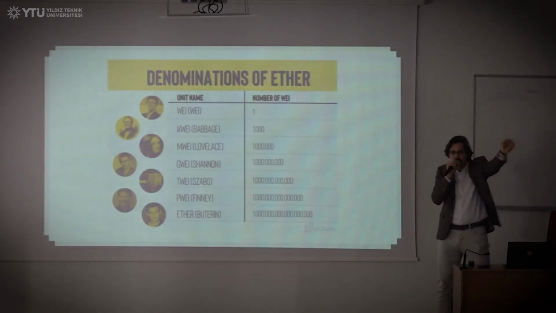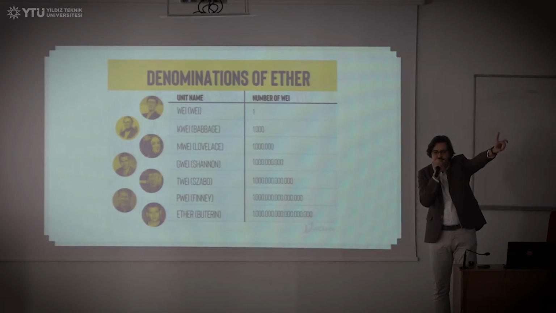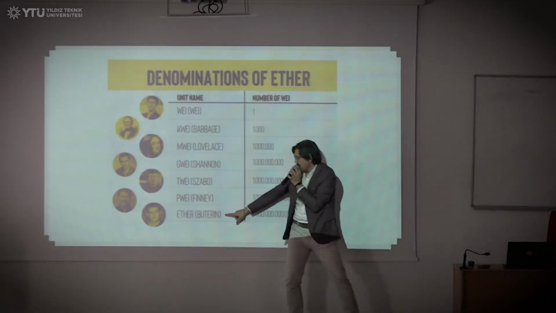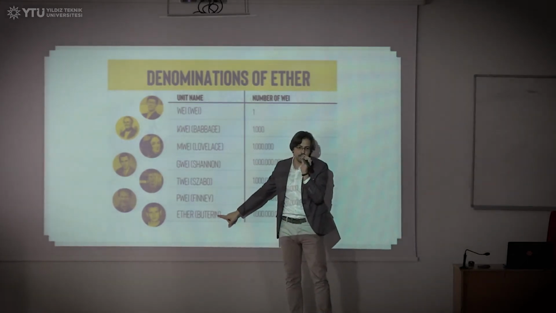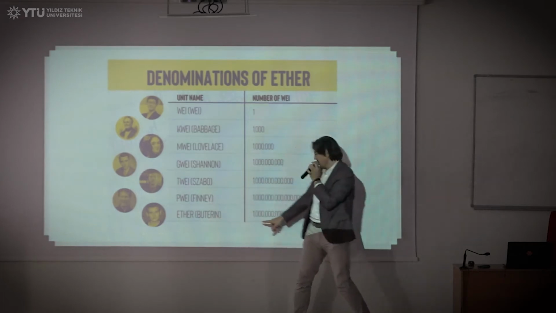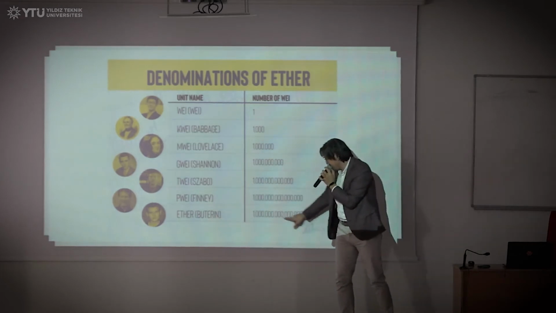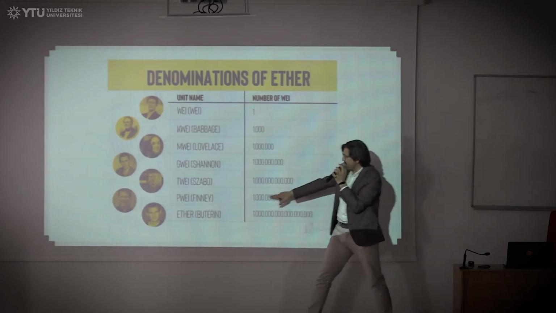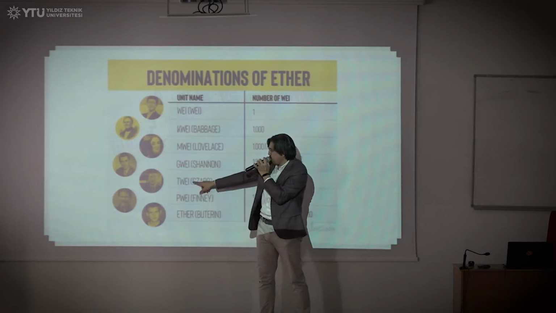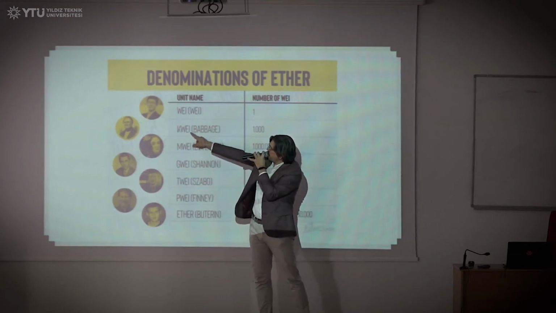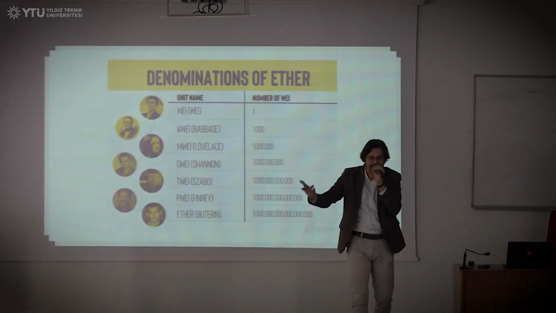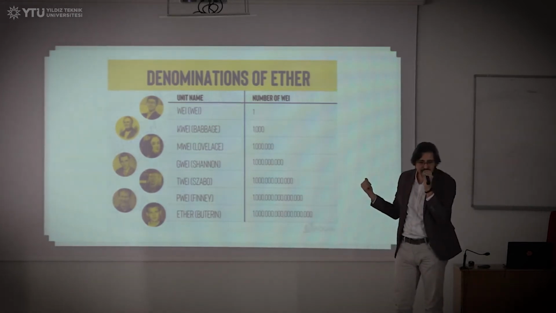Did you know that Ether is not one single unit? There are fractions of Ether. The biggest one is, of course, called Buterin, because of Vitalik Buterin, okay? It's how much? I don't know. Quite a lot of money, okay? There is twei, gwei, mwei, kwei, wei. These are the denominations, like kurush, like cents, okay, of Ether.